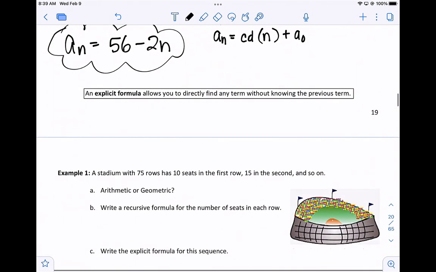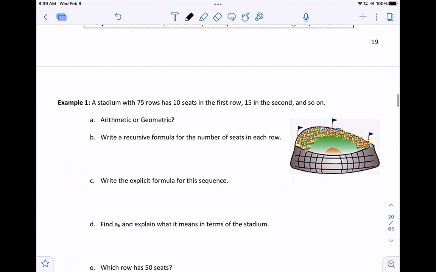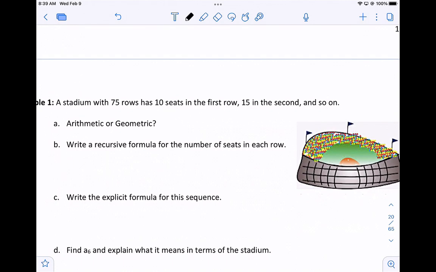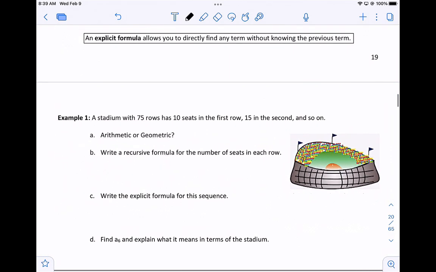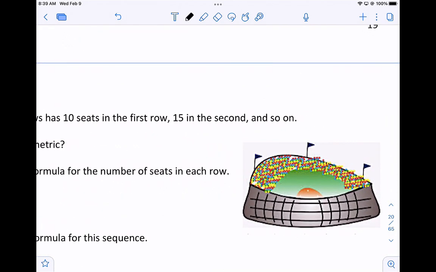So let's take a look at just some examples here. So here's the first example. A stadium with 75 rows has 10 seats in the first row, 15 in the second, and I have to define one more. So let's say there's 20 in row 3 and so on.